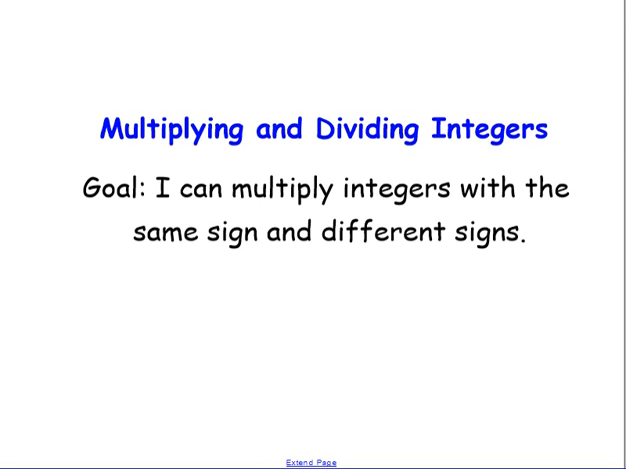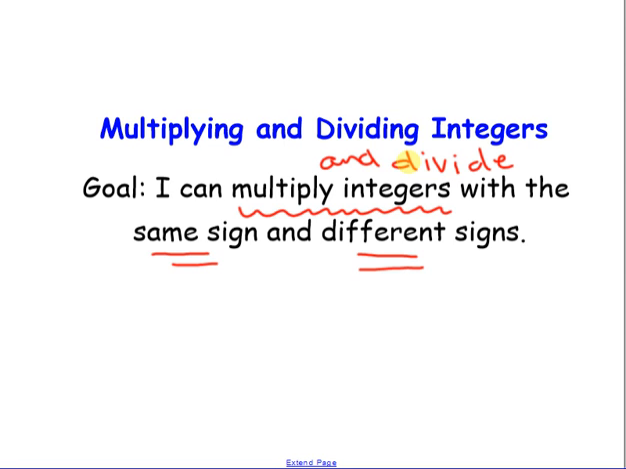Okay, so this is the first lesson where we are going to be using operations with negative integers. And so your goal for today is I can multiply integers with the same sign and with different signs. I do need you to add something into your goal here though. I need you to write I can multiply and divide. I forgot to add that into the goal. Okay, so you're going to actually learn how to multiply and divide today with negative numbers.